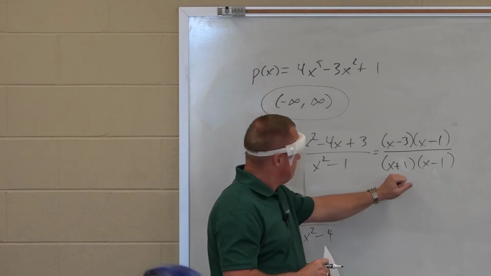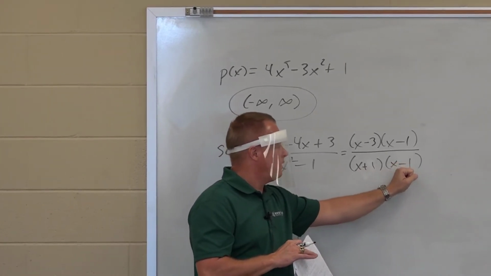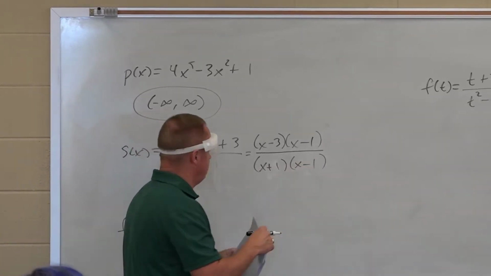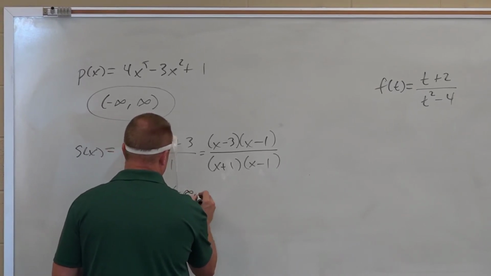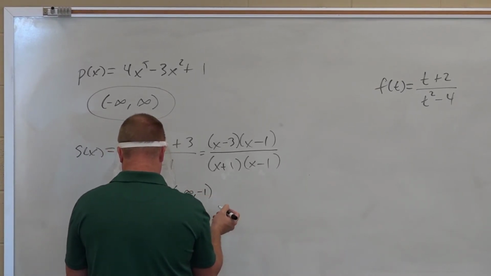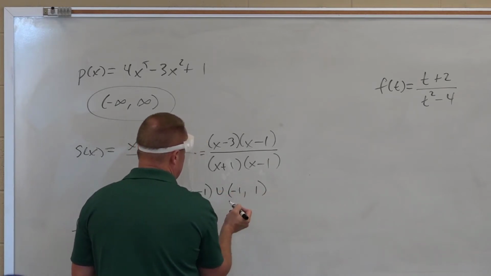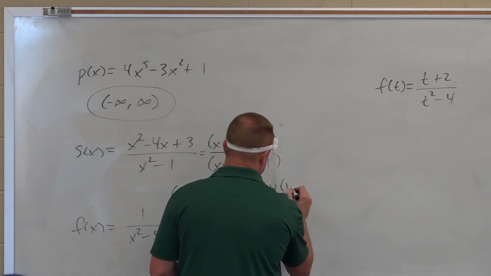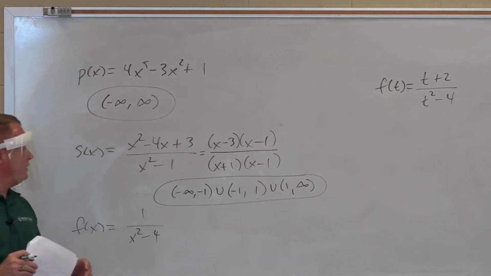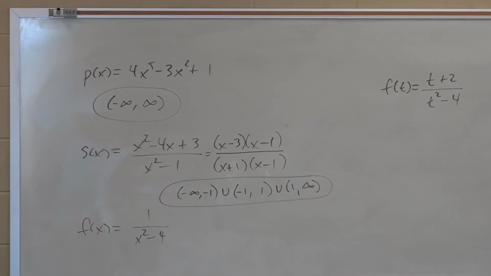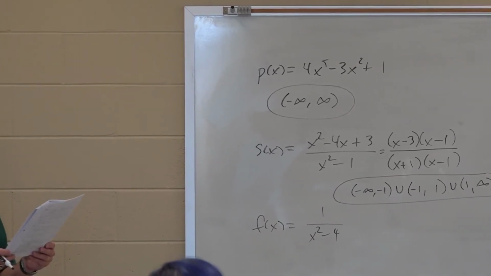Again, though, from that one, negative 1, that is an asymptote. Positive 1 is a hole. So I would say the interval would be negative infinity to negative 1. And I'm using union symbols here. And then from negative 1 to 1. And then 1 to infinity. So those would be the intervals on which that function would be continuous. Okay, questions about that?